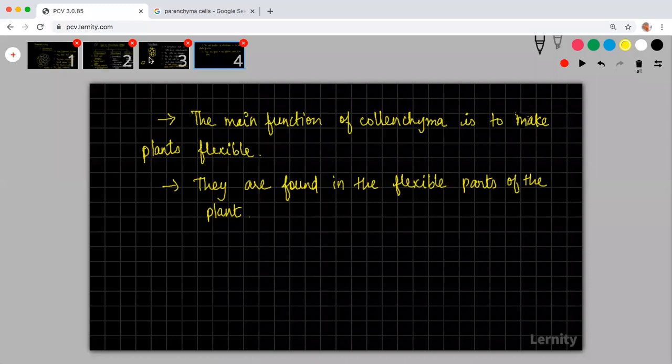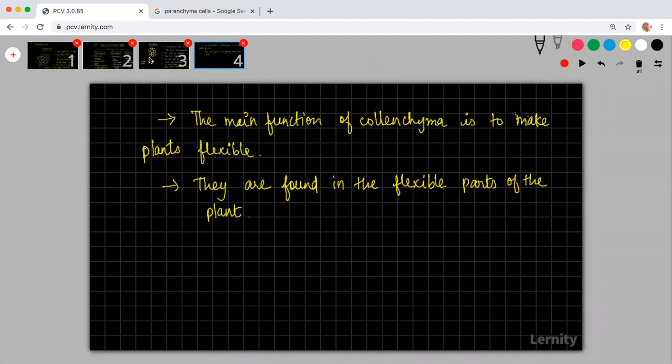You take a plant and try to bend it. Will it bend or will it break? In some places, if you bend it, it will bend. In some plants, some woody plants, if you take it and bend it, it will break. Yes or no? In some places it will bend, in some places it will break. The places where you are able to bend, those cells are made up of collenchyma. So it will make the plant flexible.